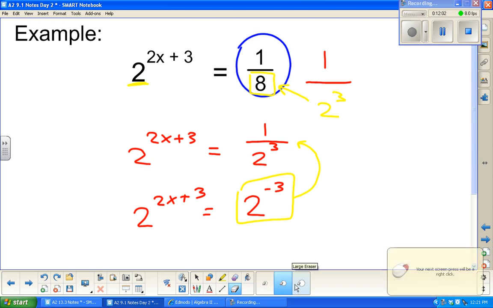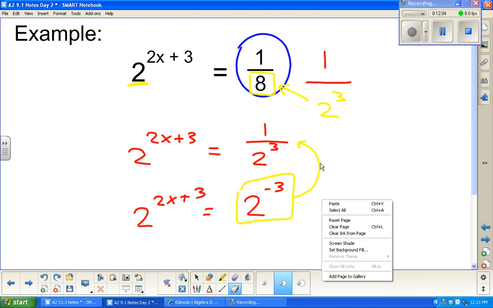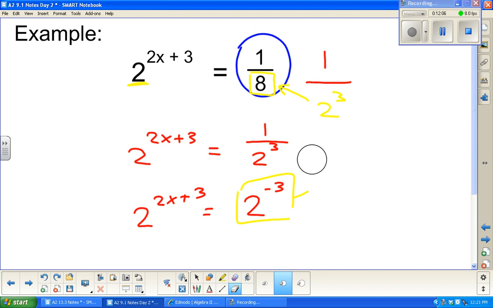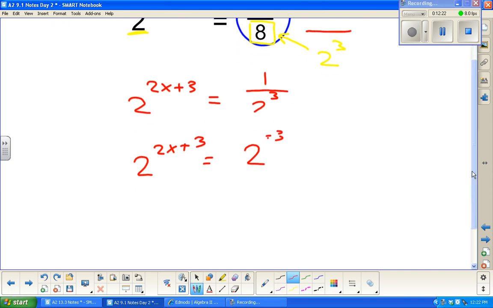So we can do that replacement in there, and that helps us with the property that we want to use, because now both sides have the same base. So now we have a base of 2 on both sides. It just so happens that one of them is a negative exponent, but that's okay. So we can just set our exponents equal to each other.